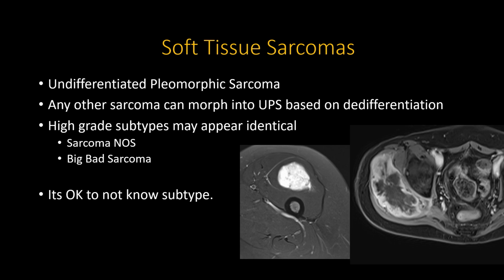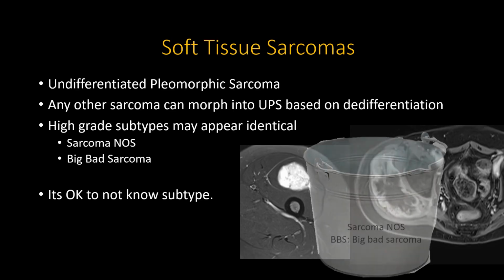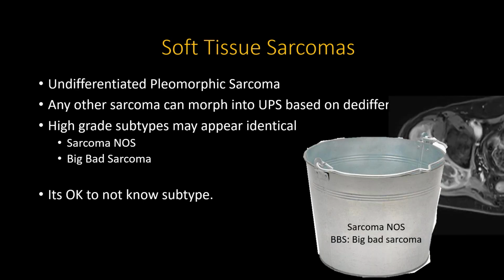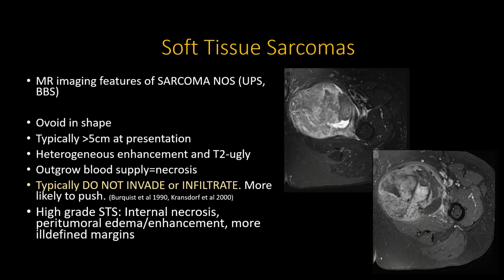You have to allow yourself the right to not know. And I think that's a lot of our problem as radiologists. We don't like to not know, but it's okay if you have a sarcoma that's so dedifferentiated, you're not going to know the subtype, and just call it a sarcoma and put it in what I call the sarcoma NOS bucket. And that's completely fine to do.